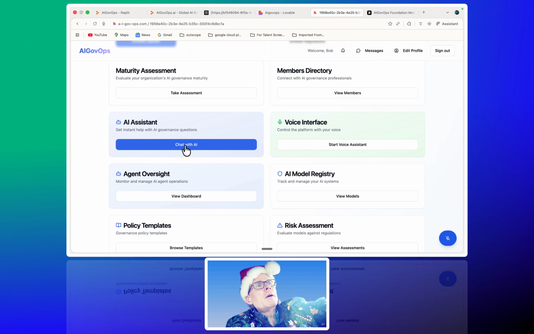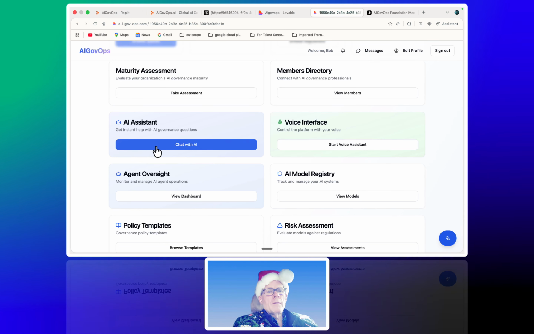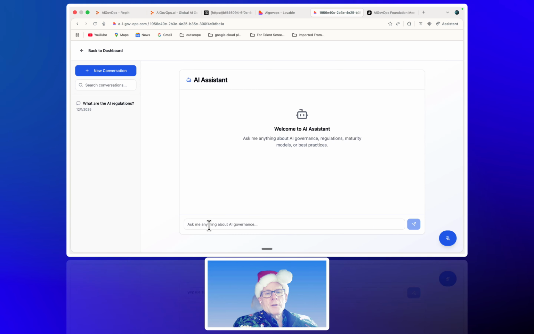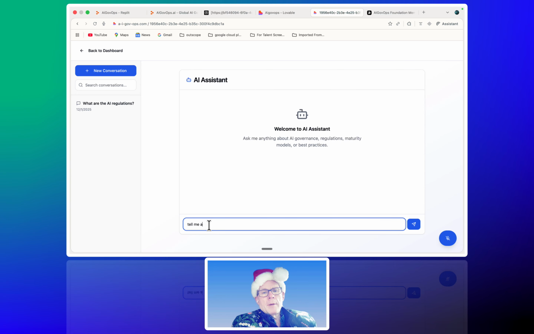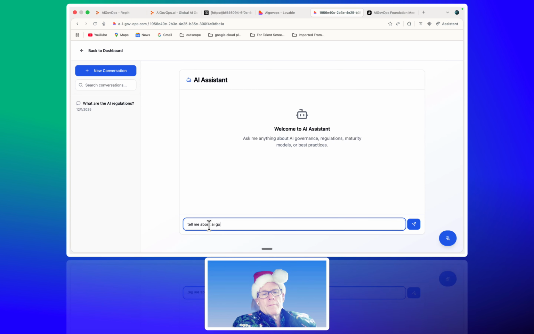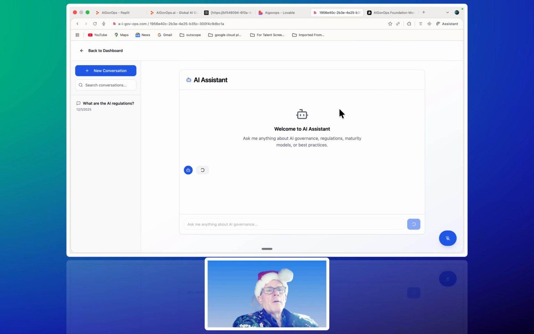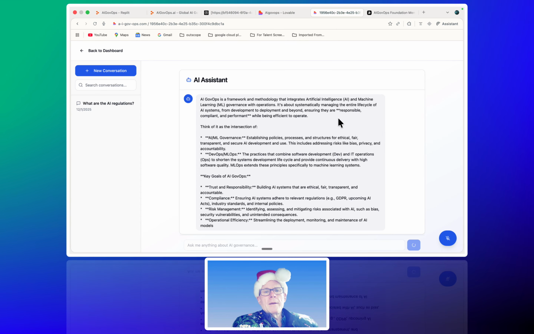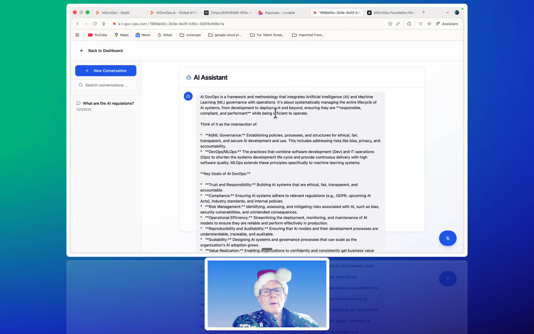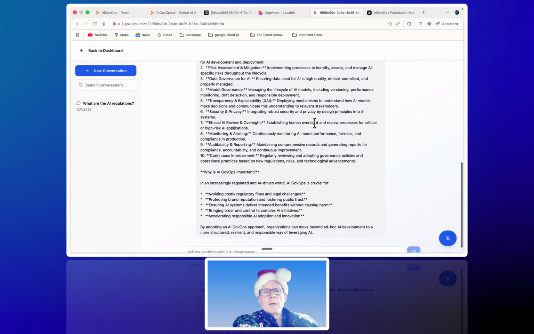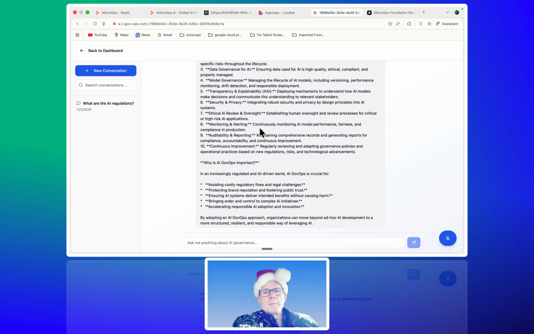We also have a nice chat assistant here, so I can say, tell me about AI GovOps. So the chat assistant is working. And generally, by the way, we're using OpenAI, and it talks about what our goals are and what our governance is. And so it's a good RAG model.